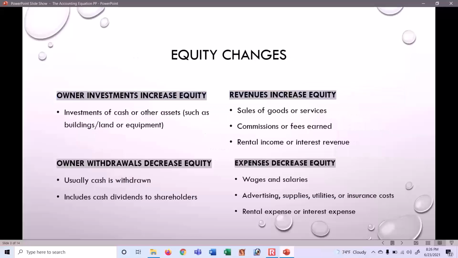And equity is the owner's share of assets minus liabilities, written as E equals A minus L. Equity fluctuates from four causes. Owner investments in cash or other resources kept in an owner's capital account increase equity. Owner withdrawals, usually in cash, decrease equity. Revenues from sales of goods or services increase equity, and expenses, wages, utilities, insurance, etc., decrease equity.